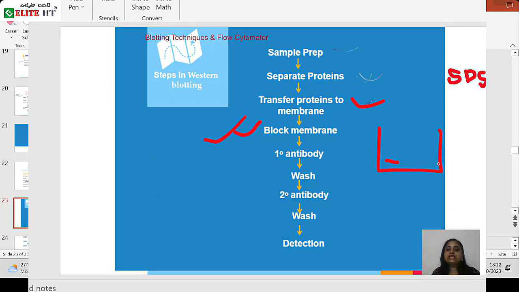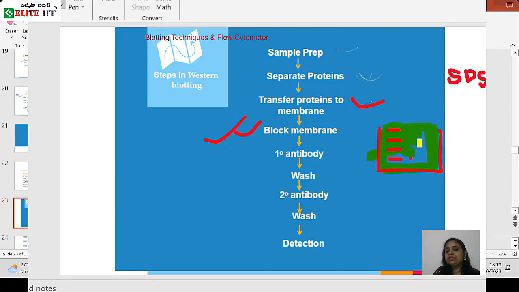Inside the membrane you have a few bands specific for the protein, but there is vacant space on the paper. At the vacant space, the primary antibody can bind on the paper. There will be non-specific binding. Therefore, in order to block that non-specific binding, we are using what? We are using a blocking agent, that is mainly BSA or milk.